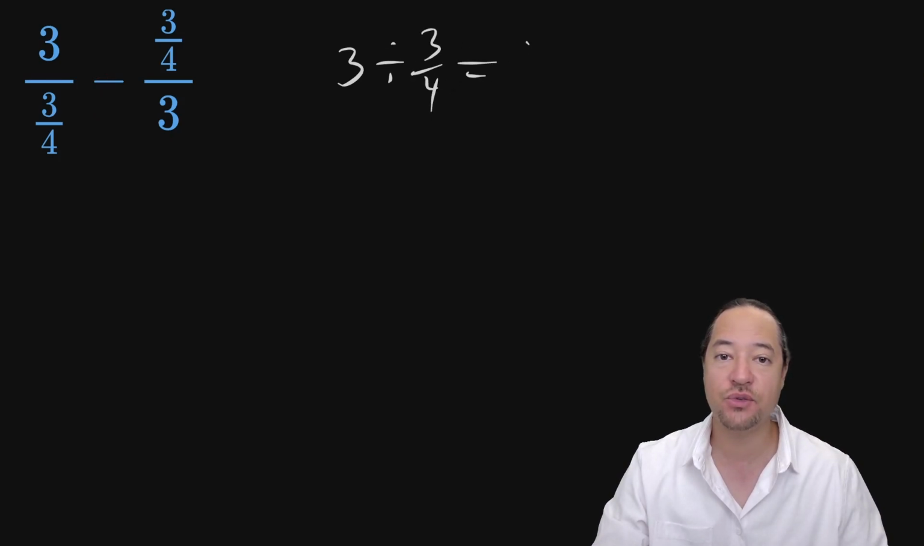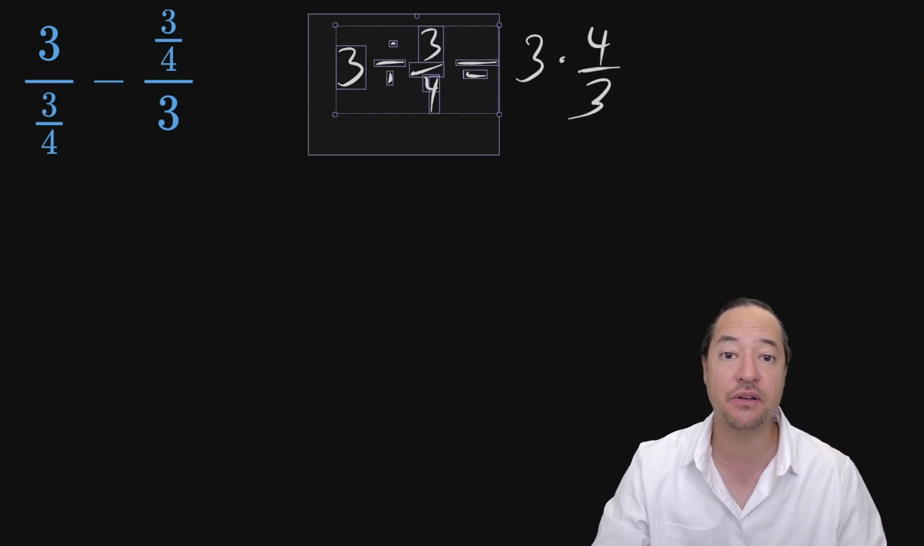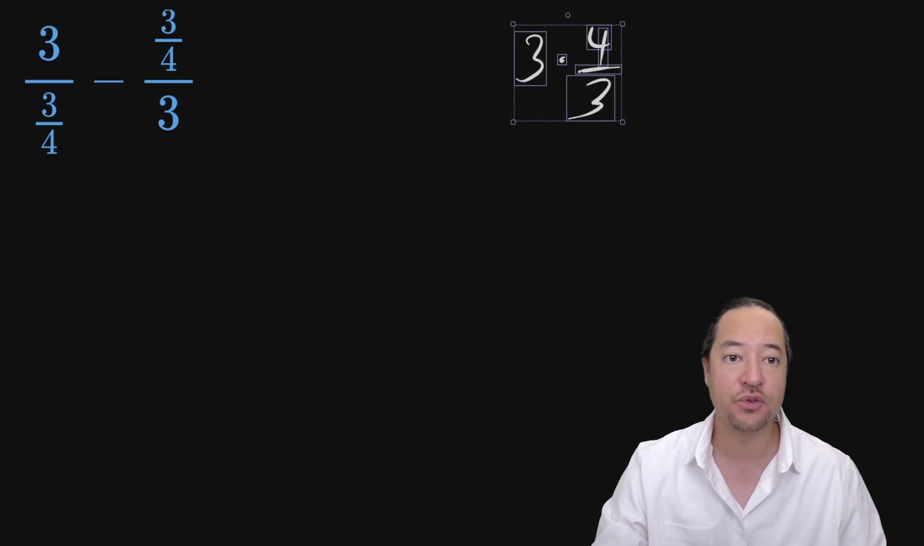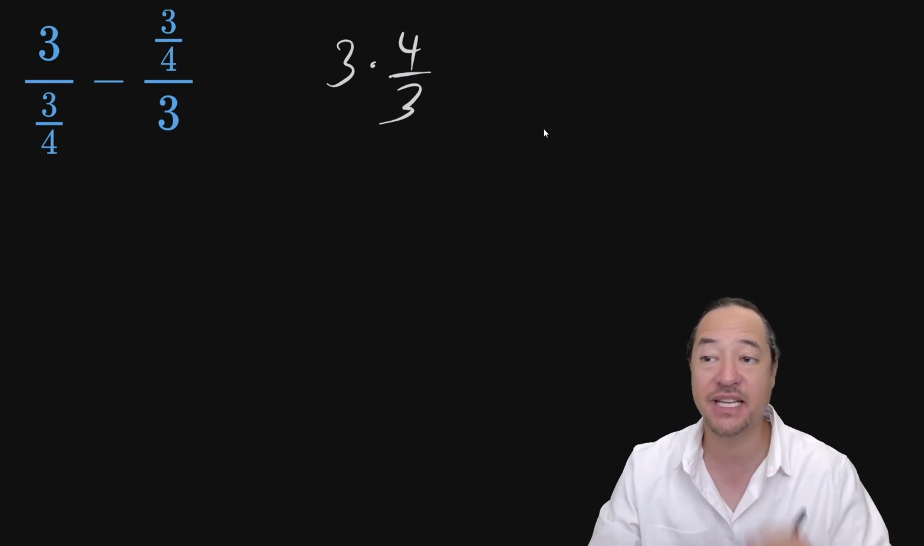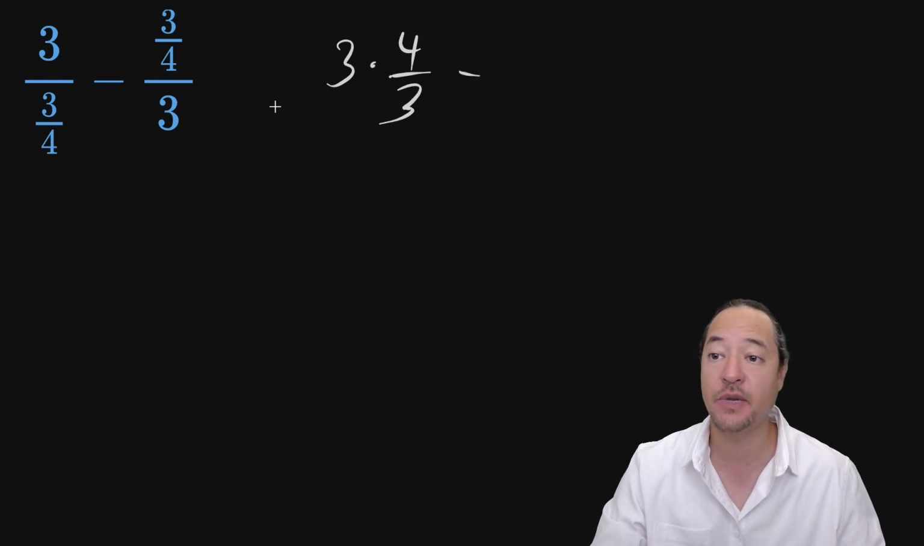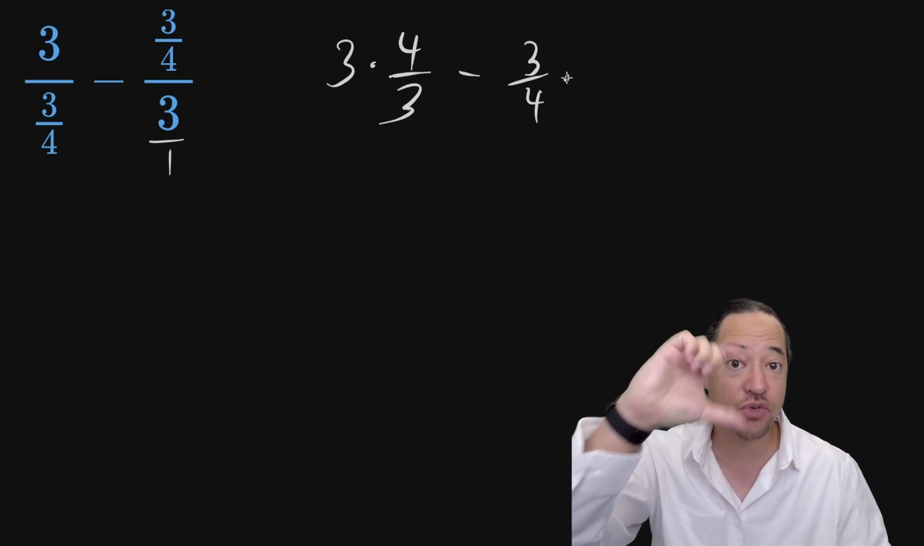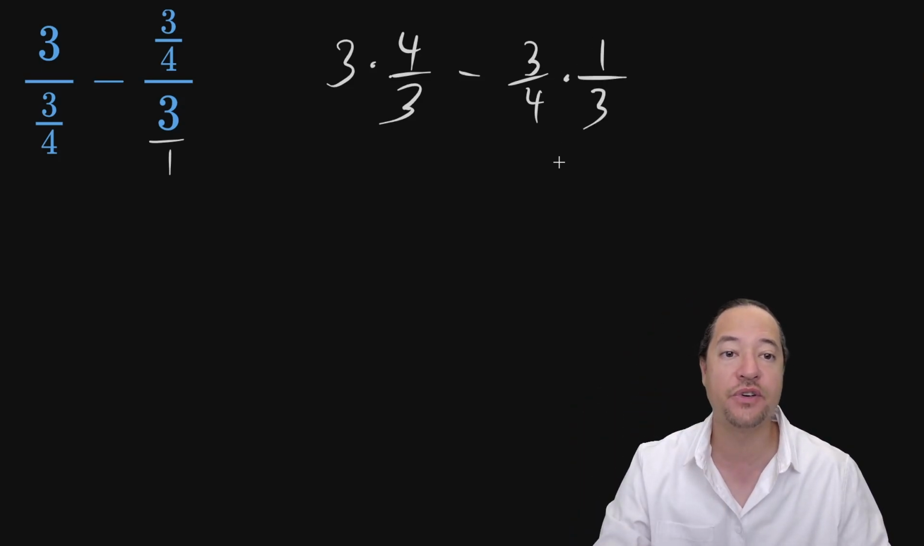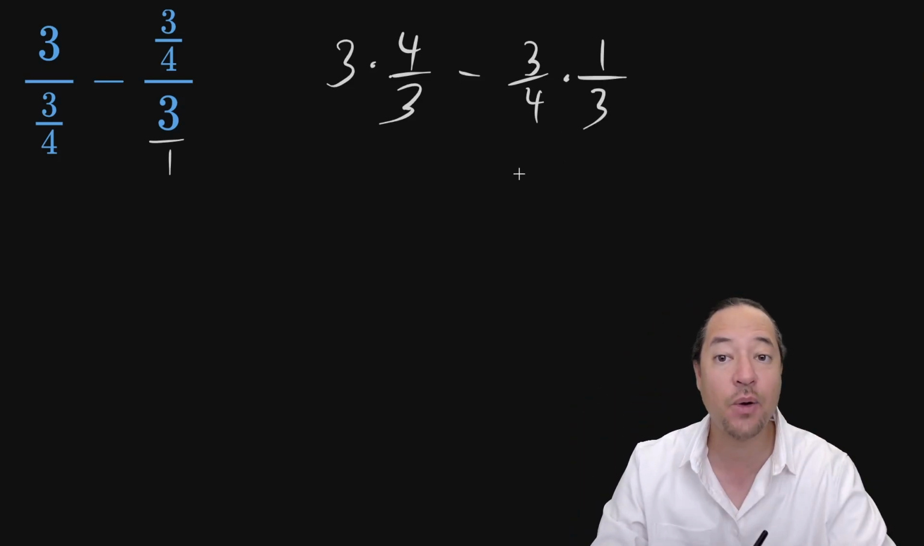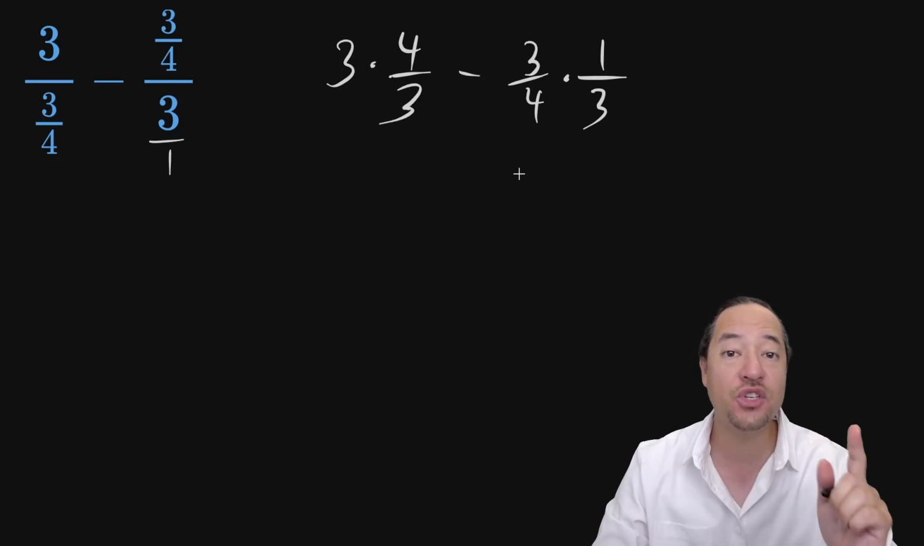So I'm going to use that idea of transforming 3 divided by 3/4 into 3 times 4/3, right? Making the reciprocal there to change division into multiplication. So that's going to be my first term, and then I'm going to do the same thing over here. I can think of this as 3 over 1. So again, I can change this into a kind of multiplication. It'll be 3/4 multiplied by the reciprocal here, so that'll be 1 over 3. Okay, so that's how I can transform division into multiplication.